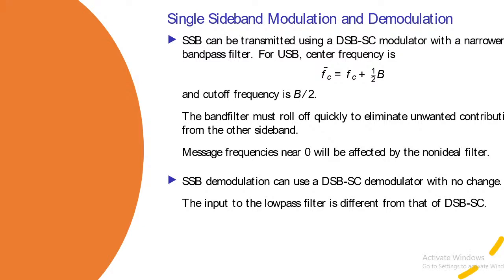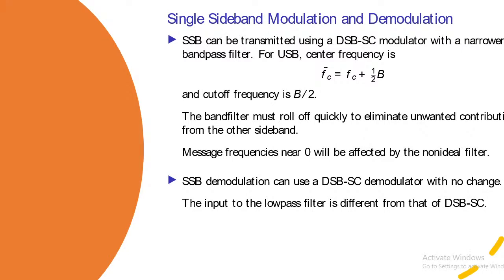Now, the bandpass filter must roll off quickly to eliminate the unwanted contribution from the other sideband. Other sideband means lower sideband. You are using USB, so the LSB contribution should be filtered out completely. Therefore, the bandpass filter should be around the upper sideband only. Message frequencies near zero will be affected by non-ideal filters. If you don't have ideal filters, that will affect the message frequency near zero, because it will not be filtered out. So an additional component will be there, giving rise to jitters.